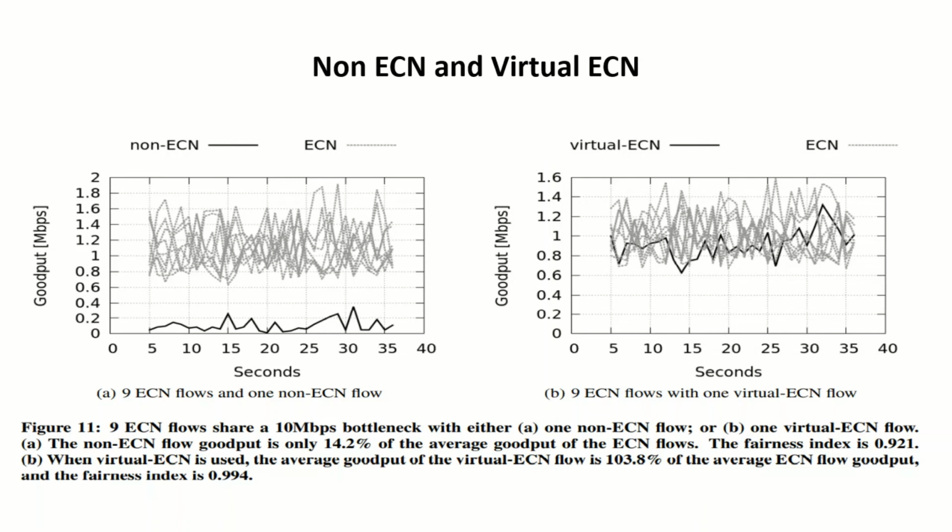In 11b, the non-explicit congestion notification flow is now virtual explicit congestion notification, and it now has a similar goodput to explicit congestion notification's goodput.